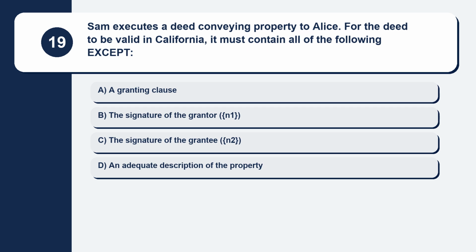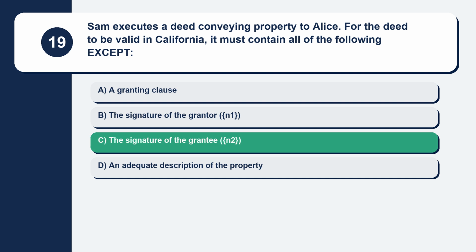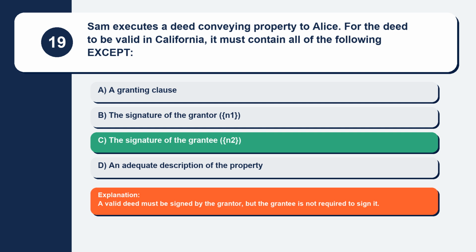Question 19. Sam executes a deed conveying property to Alice. For the deed to be valid in California, it must contain all of the following except. Here are your options. Option A, a granting clause. Option B, the signature of the grantor. Option C, the signature of the grantee. Option D, an adequate description of the property. The correct answer is option C, the signature of the grantee. Explanation: a valid deed must be signed by the grantor, but the grantee is not required to sign it.